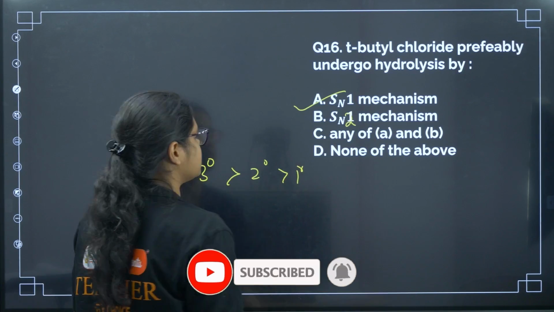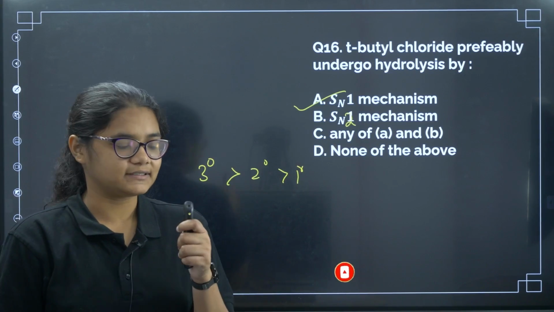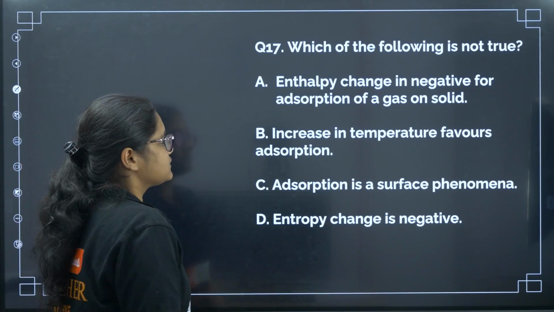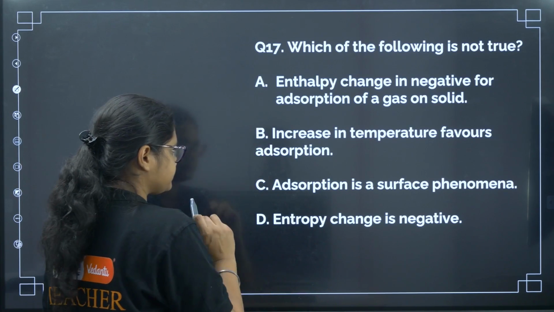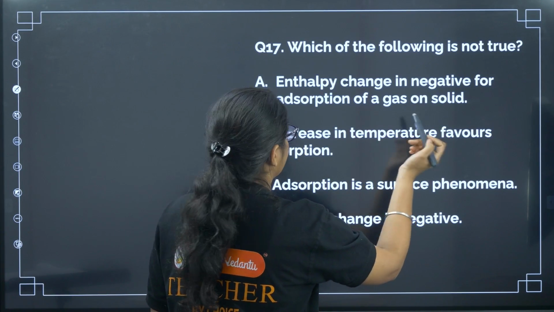So the correct answer for this question is option number A, that is SN1. Next, which of the following is not true? Enthalpy change is negative for adsorption.